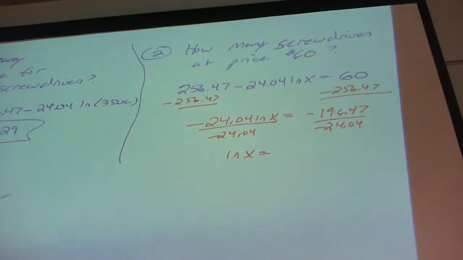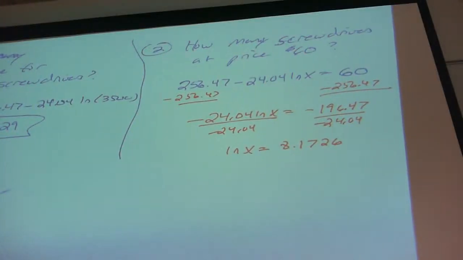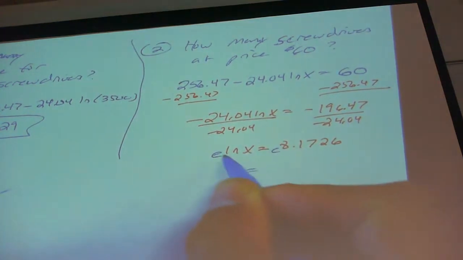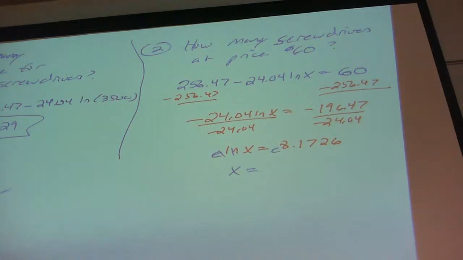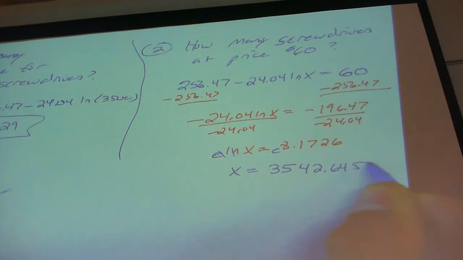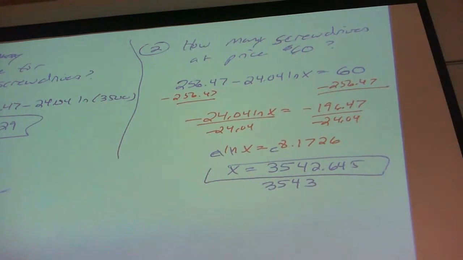ln of x equals 8.1726. And then we learned today, or maybe before, how do you get rid of ln? E both sides. So the E of that answer gives you 3,542.645, or just 3,540. So I could have done algebra, but as I walked around, I didn't see anybody that did algebra, but you could have. Did anybody figure out the calculator way that we did in the past?